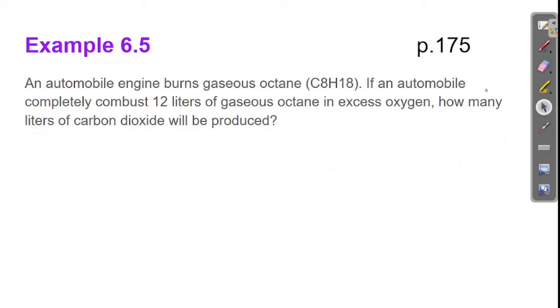For example, this is the last example we do on page 175. It says a car engine burns gaseous octane, and they give you the formula. If a car completely combusts 12 liters, that's a unit of volume, of gaseous octane in excess oxygen, how many liters of carbon dioxide will be produced? So they're asking you for liters as well. Another unit of volume again. So how do we solve these?